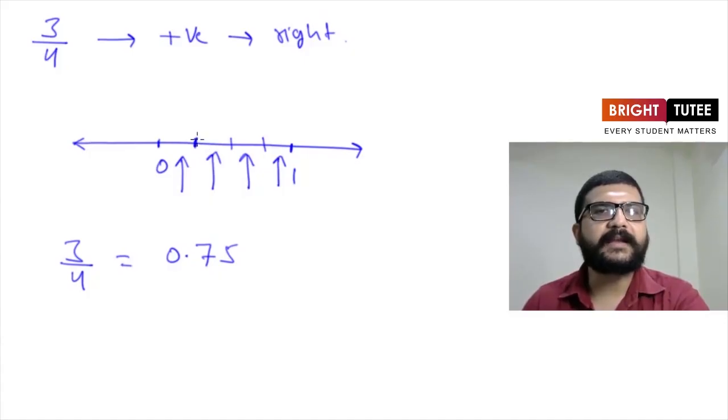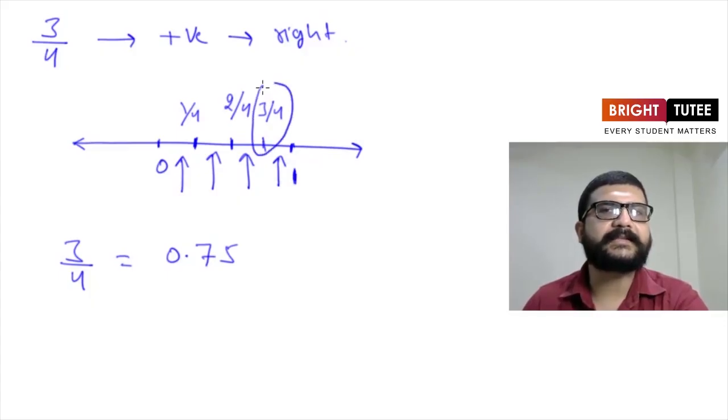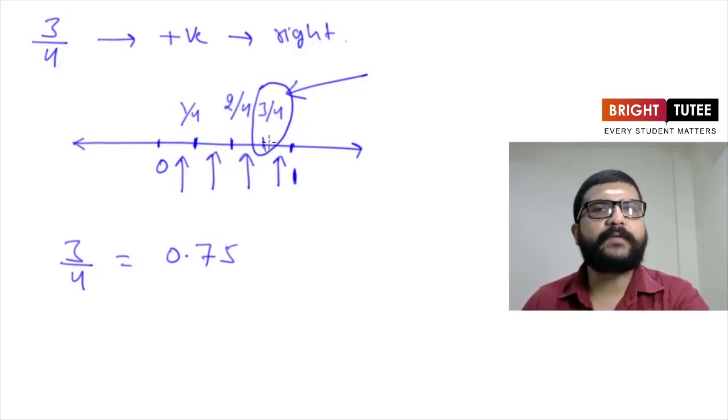So the first marker after 0 will be 1 upon 4. Second marker will be 2 upon 4, and the third marker will be 3 upon 4, and the next one will be 4 upon 4, which is marked as 1, because 4 upon 4 is 1 only. So now where is 3 upon 4? It is this marker. This marker here is 3 upon 4. So this is the required position. So this is how we can plot a rational number on the number line.